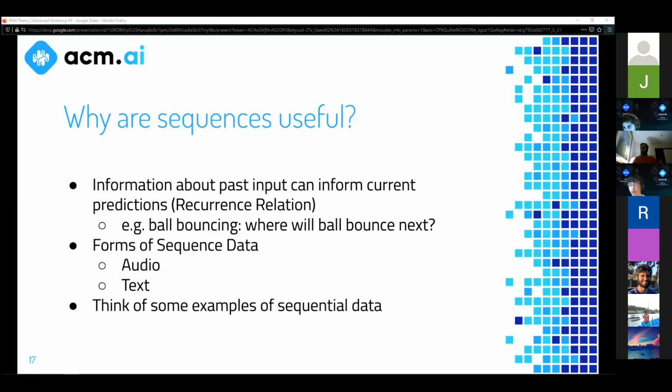And there are also other forms of sequence data, including audio, right? And then there's also text, which, if you're doing language translation, you're working with audio and/or text information. Can anyone think of any other examples of sequential data besides audio, text, and video, which are the ones that we've pointed out so far? You can put it in chat or shout it out.